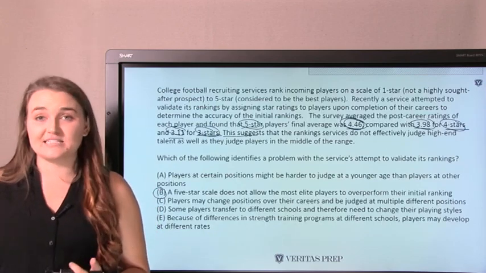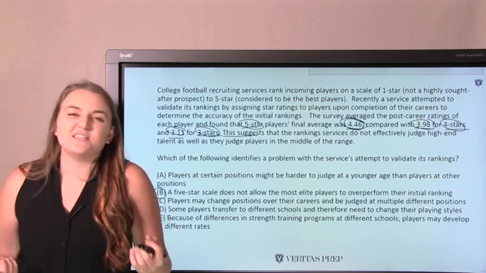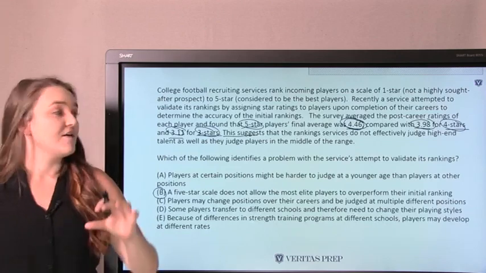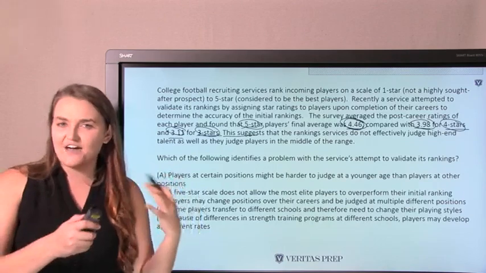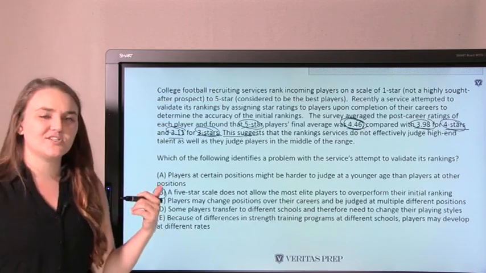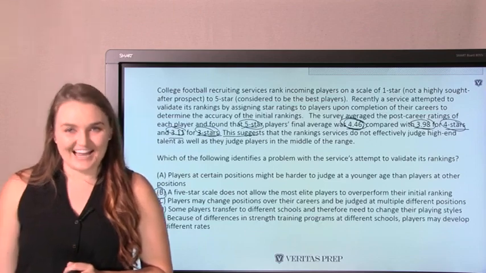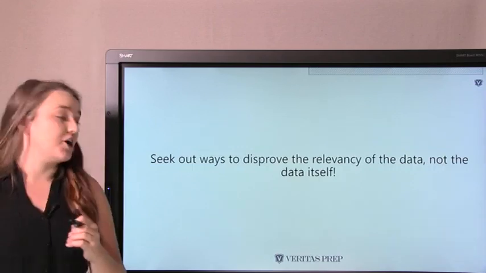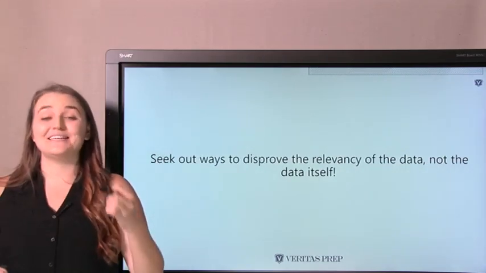So in many cases, we'll want to look out for ways that the data, even if it doesn't follow a usual pattern or a usual case situation, could reflect differently than the way we initially interpret it. In this case, it was a combination of the average isn't always indicative of the usual case that we spoke about, but also the fact that 5-star systems have an inherent flaw there, right? Yeah, exactly. So with that in mind, in general, we want to make sure we're seeking out ways to disprove the relevancy of the data, not the data itself.